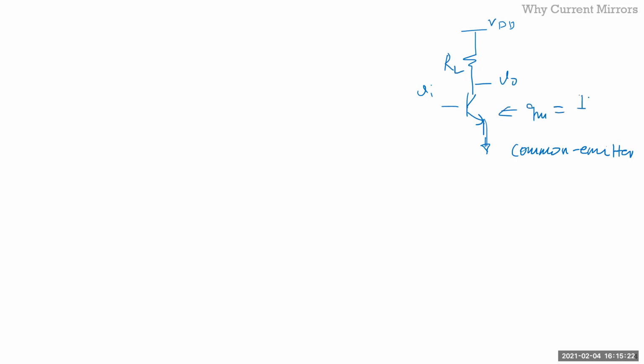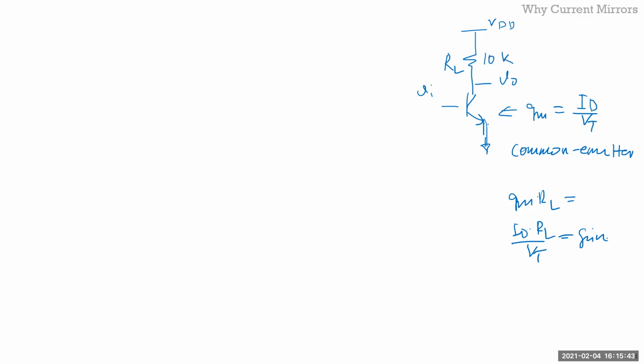GM is ID over VT for a BJT, right? And VT is just the thermal voltage, so GM times RL is your gain, which is ID times RL over VT. That's your gain. So you figure out a gain and all that. So let's take some values.